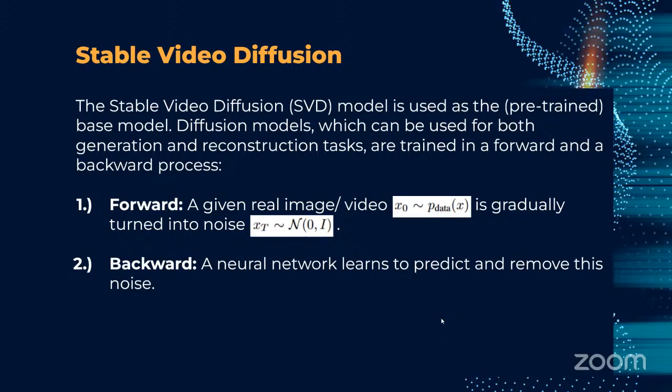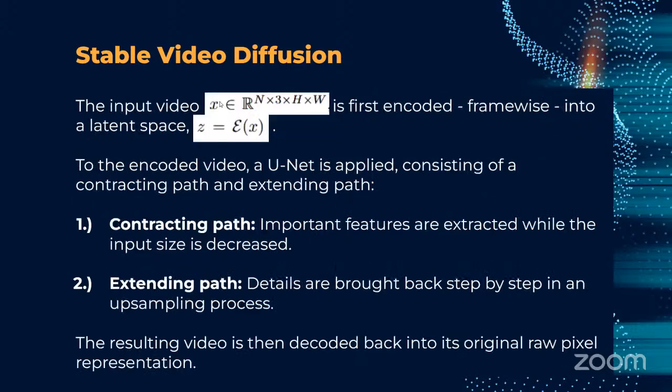Then let's also have a look at how this SVD model actually does its work. So obviously one starts with an input video, here x, in R^(n×3×h×w), where n denotes the number of frames, 3 is the number of color channels, and h and w are height and width. At the beginning, this input video is first encoded frame by frame into a latent space, ε(x). Latent space essentially just means a different representation of the video, which will later be a little bit computationally more efficient. And after the encoding, the video is then passed to a so-called UNet.